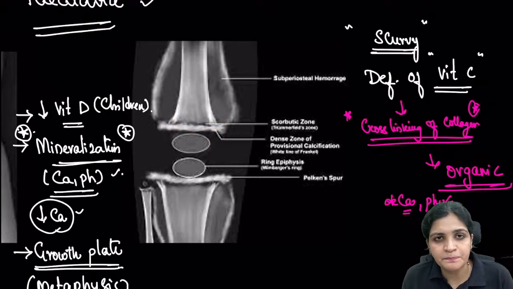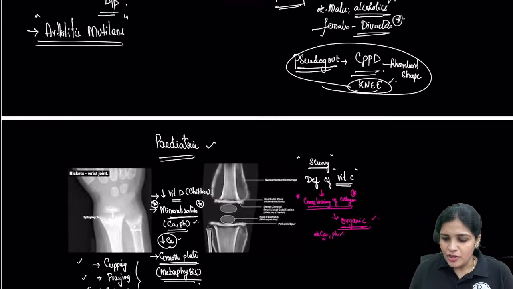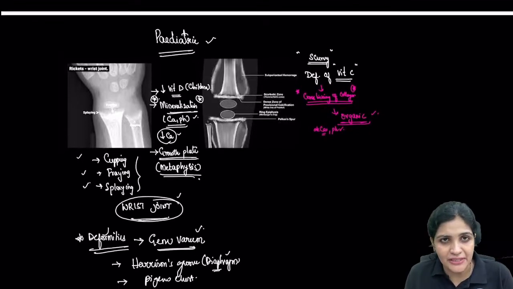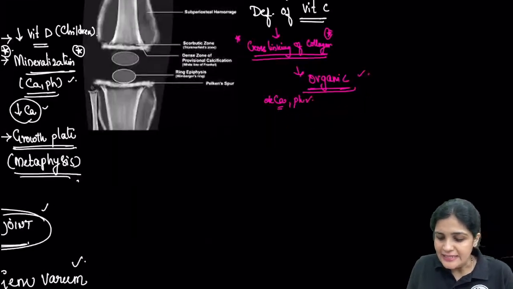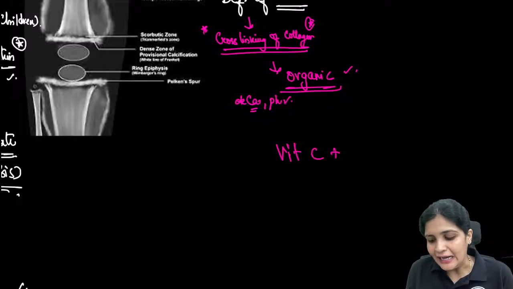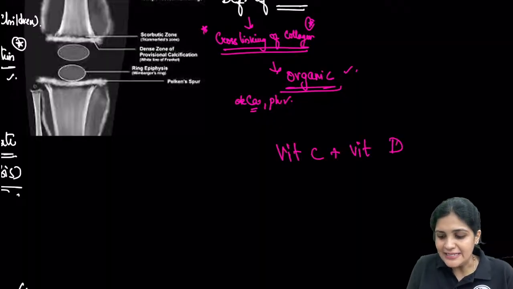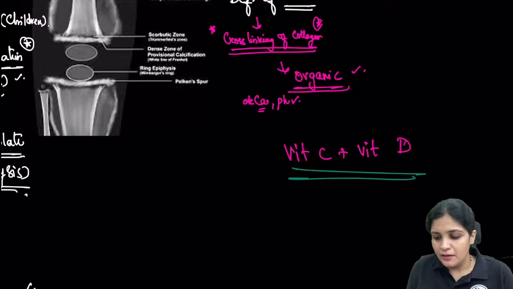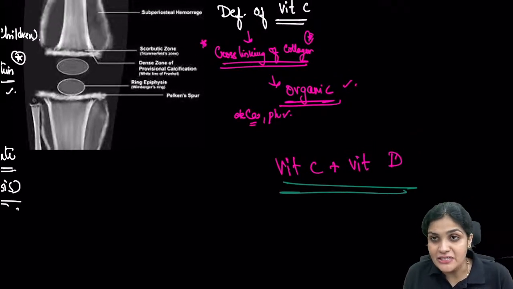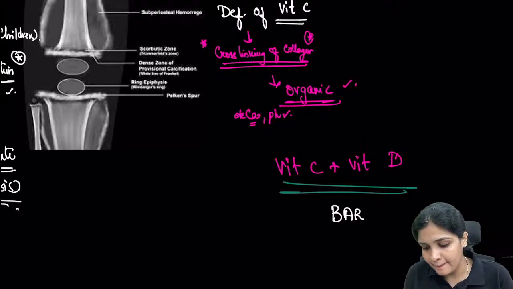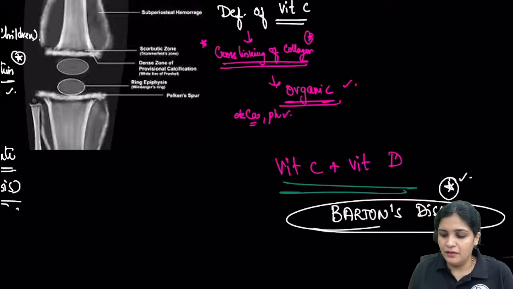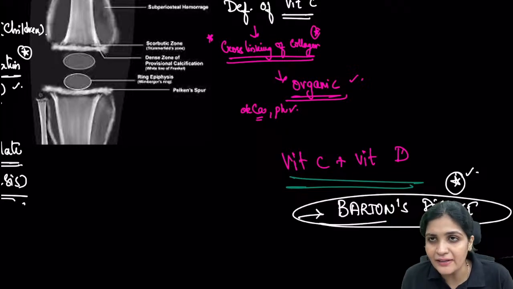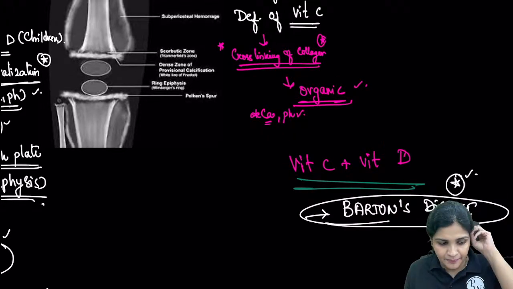Is that clear? Yes, ma'am. So that is about your rickets and scurvy, not to get confused in the exam. And what is that disease where both vitamin C and D are defective? This has been asked in the exam. This is a biochemistry question. Both the deficiencies, C and D, this is called Barlow's disease. Remember, this has been asked directly. Vitamin C plus vitamin D deficiency together is called Barlow's disease. This is a straightforward question which has been asked in the exam.